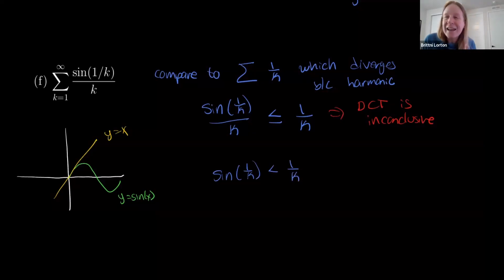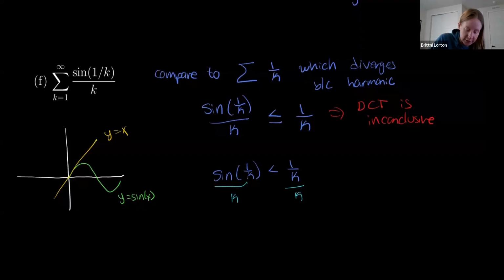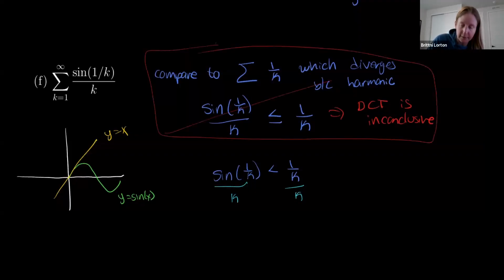And I said x, but I wrote something different, right? So sine of 1 over k is smaller than 1 over k. And then I'm going to divide both sides of that inequality by k, because then the left side of that inequality is now my series in question. I'm going to box this off so you can see that part was done because that part was inconclusive. Okay, all right, sorry about that.